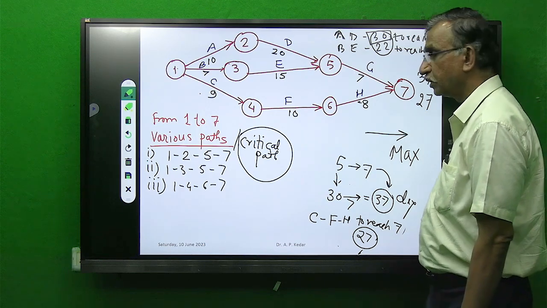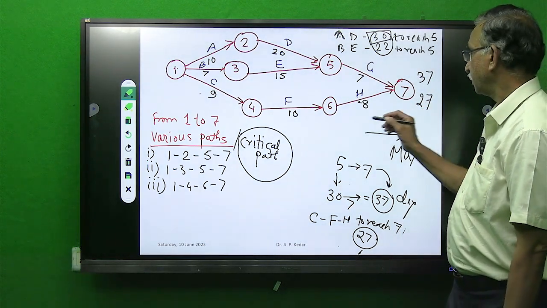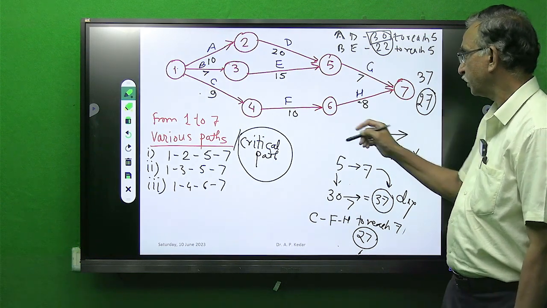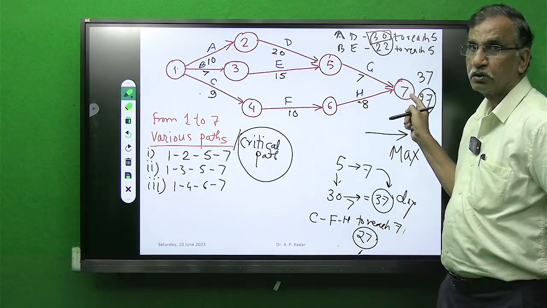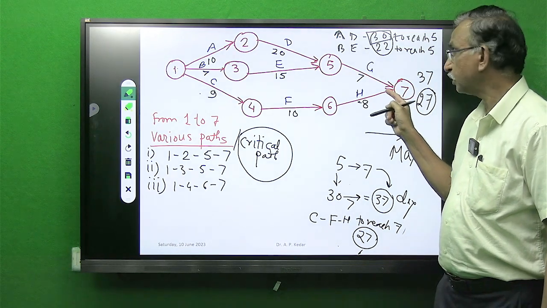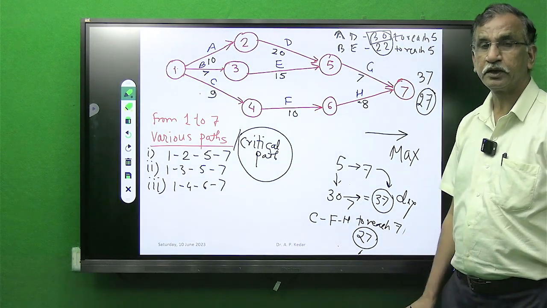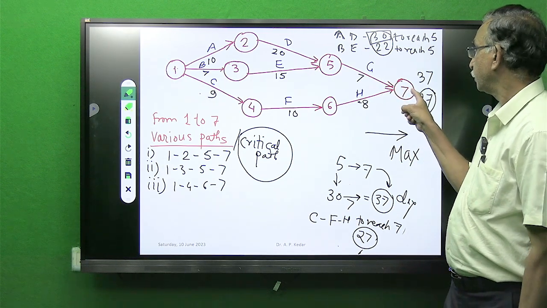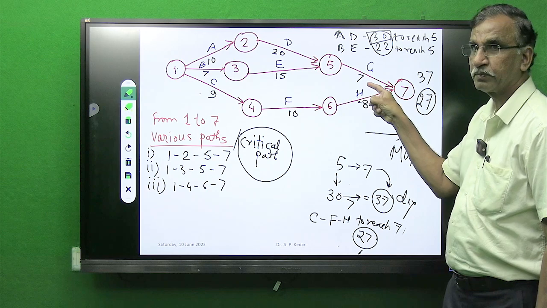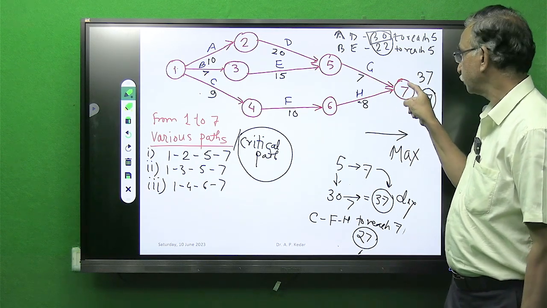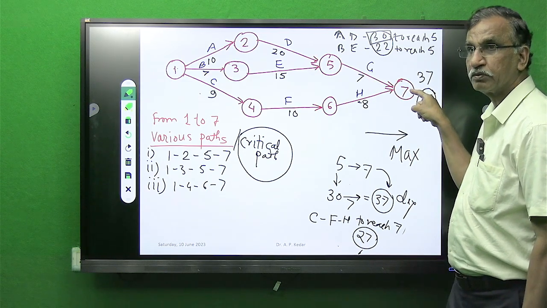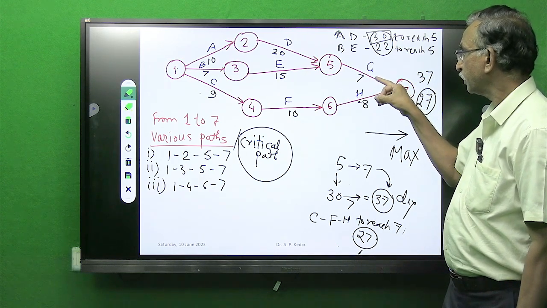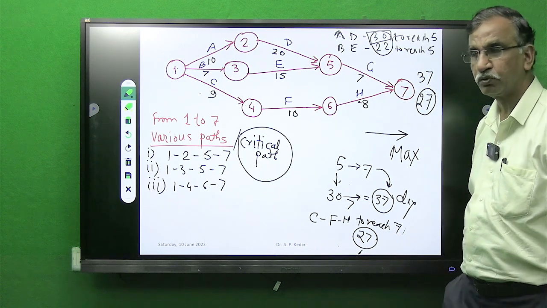Now the question is, can you say that the project is completed on the 27th day? Because I have reached destination 7 on the 27th day. But remember, this is yet to be finished, and therefore you cannot say this event number 7 is completed. It will be assumed completed only when both G and H are over.